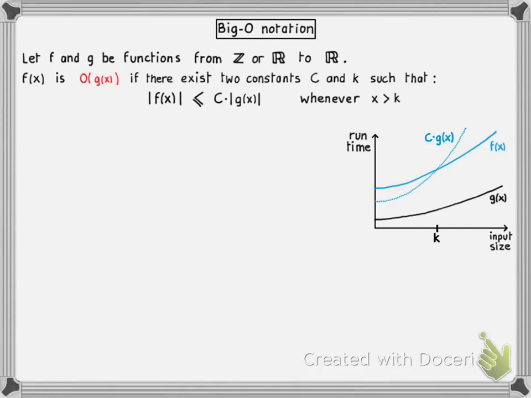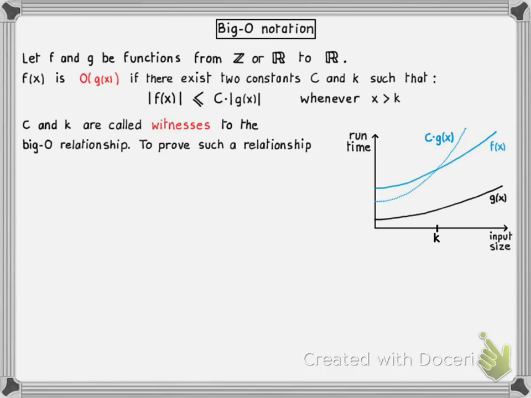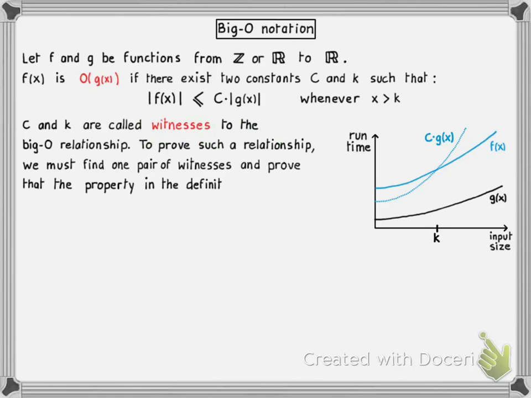So now let me make a few comments on this definition. First, the constants c and k are called the witnesses of this big O relationship. So if you have two algorithms whose runtimes are f and g, how do you prove that f of x is big O of g of x? Well, to prove such a relationship, you must find the two constants or the two witnesses, c and k, and then prove that this relationship holds given the specific values you picked for c and k.